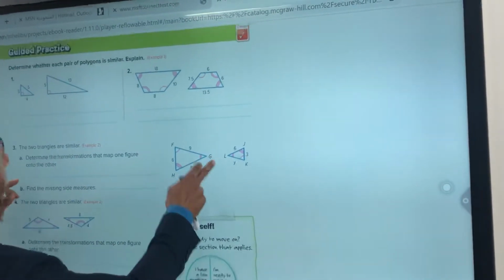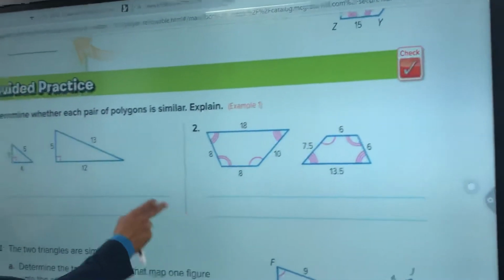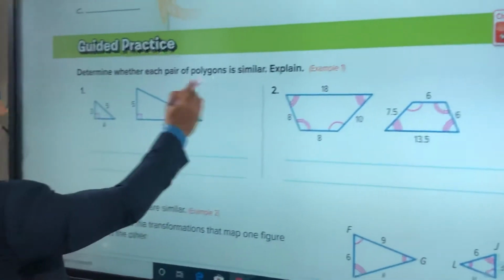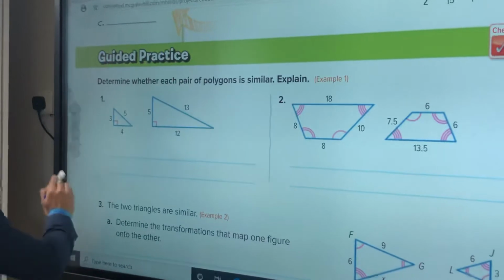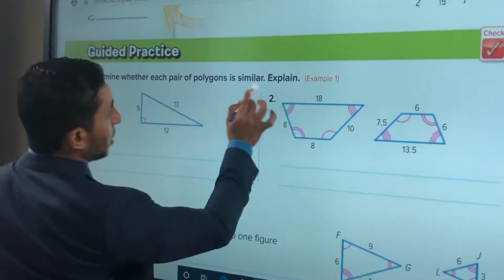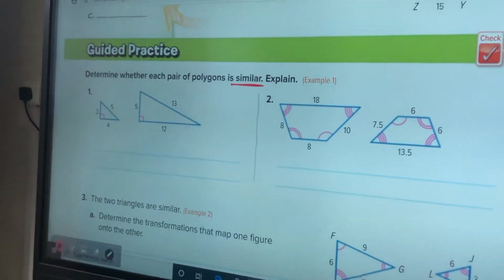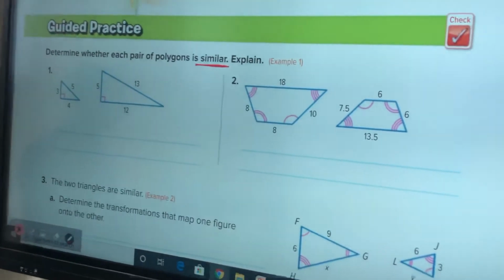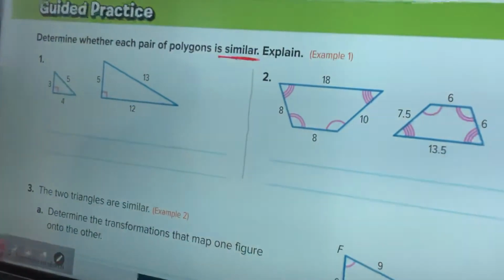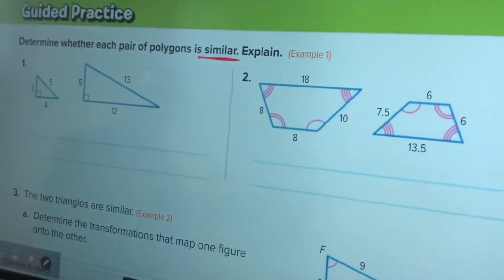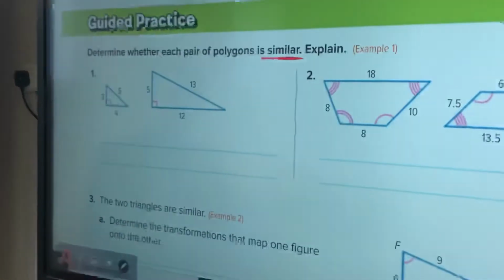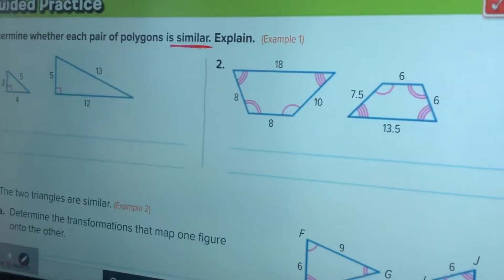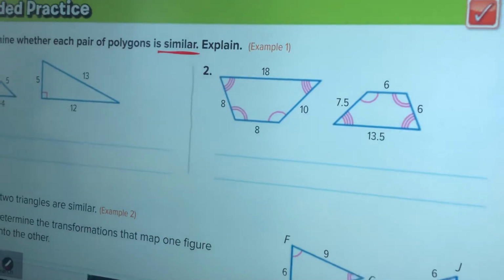The same idea here. Determine whether each pair of polygons is similar or no. Take 1 minute. Yes, let's see.